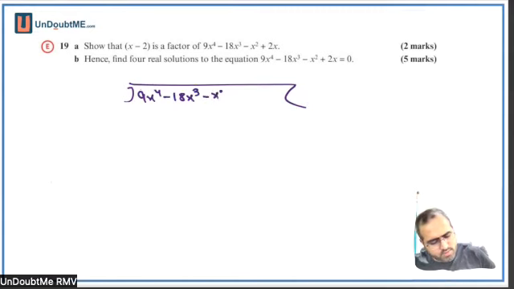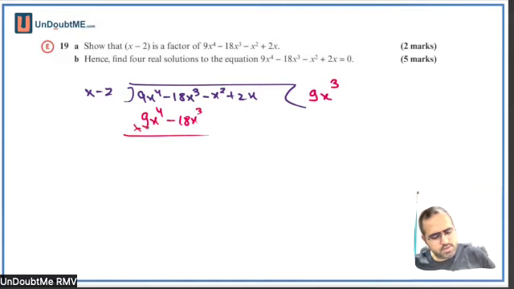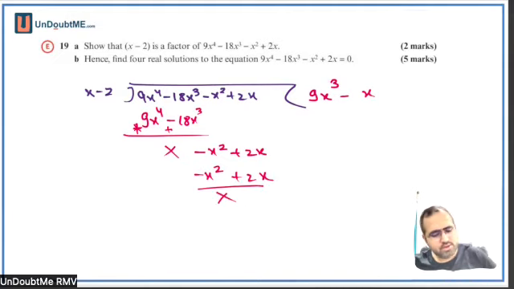Minus 18x cubed minus x squared plus 2x and x minus 2. So on division, I'll get 9x cubed minus 18x cubed. This will be plus, so this will become 0. Minus x squared plus 2x can be brought down. This will be minus x, so minus x squared plus 2x, it's gone. So it is very easy to solve from here because we are getting a very simple cubic equation.